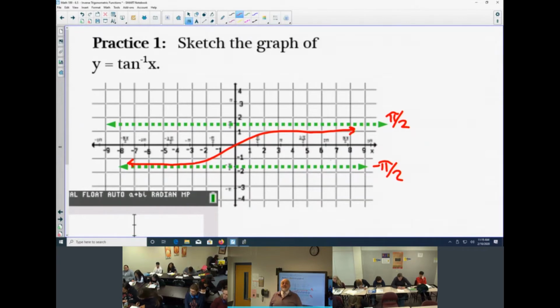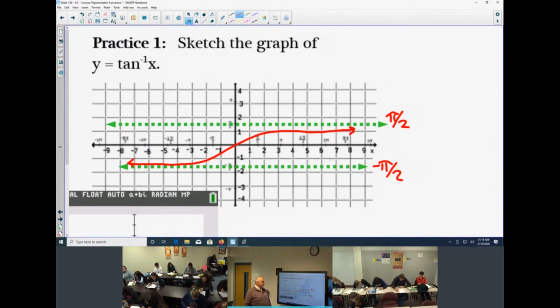Okay, because, see, right now in my Calc 2 class, we're actually talking about the inverse tangent graph. And it really helps the students if they've seen it before, if they remember the basic look of it. Okay?